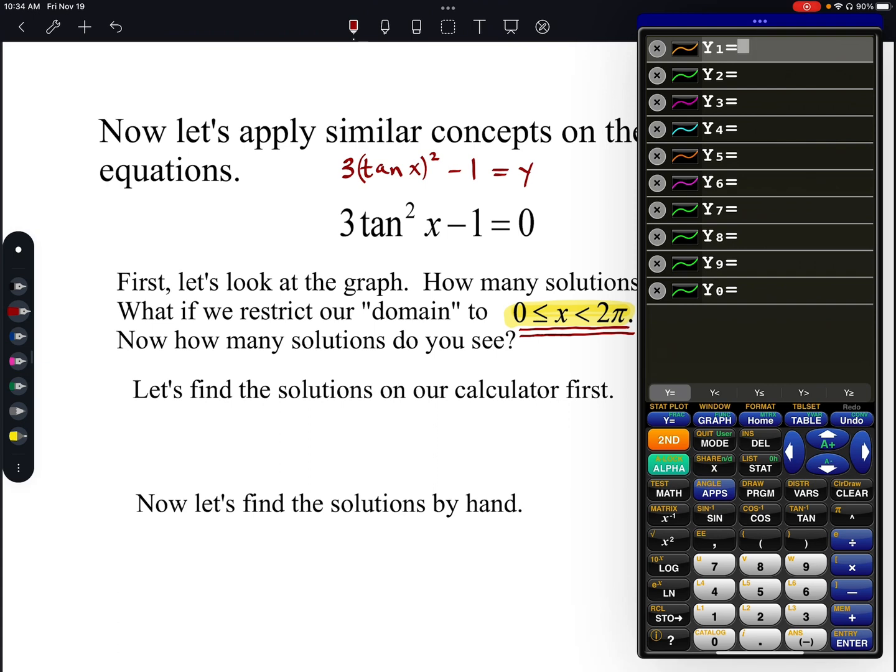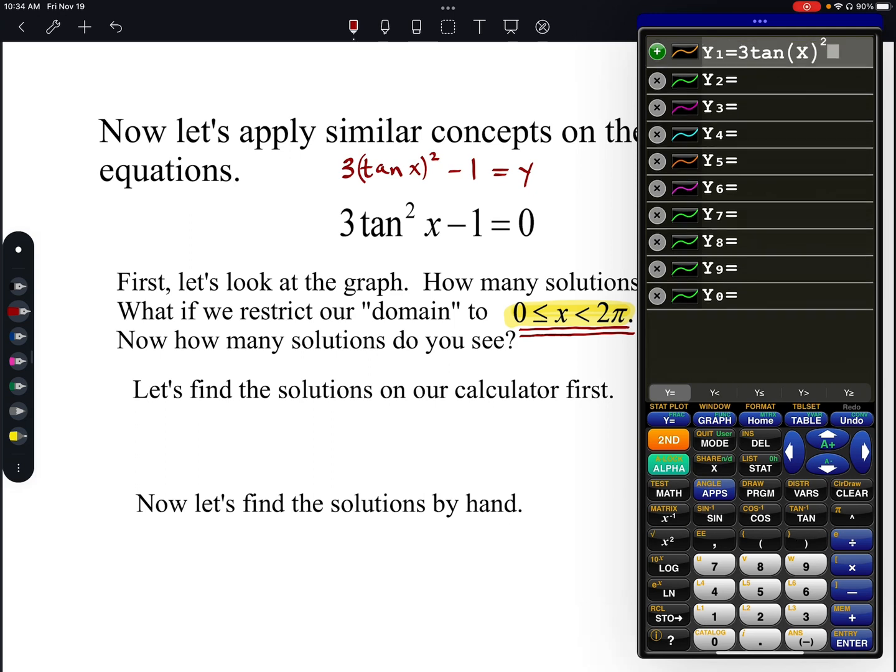And I'm going to type in 3 times the tangent of x, and then I'm going to close it. I got to square it afterward. Remember, that's how you type it in on the calculator. And then we've got minus 1.